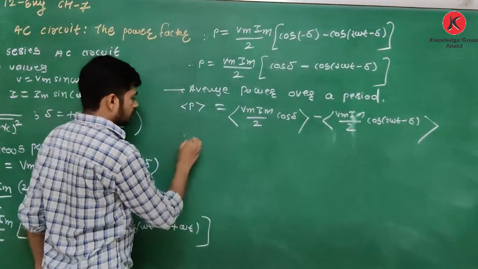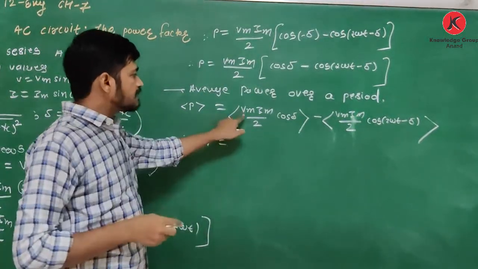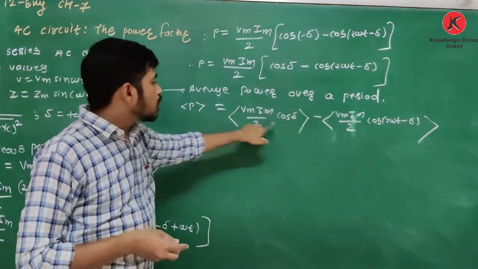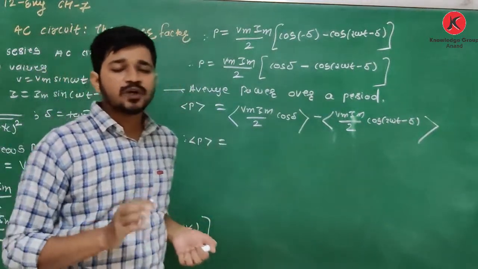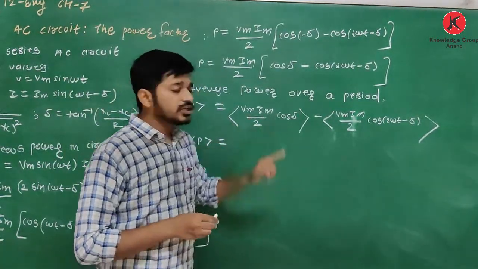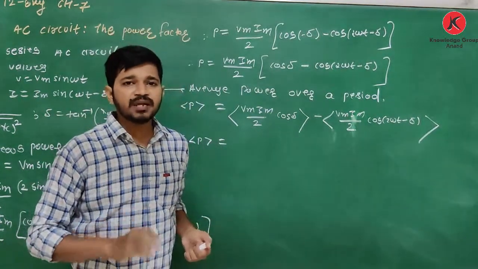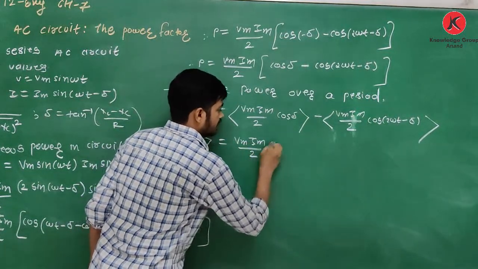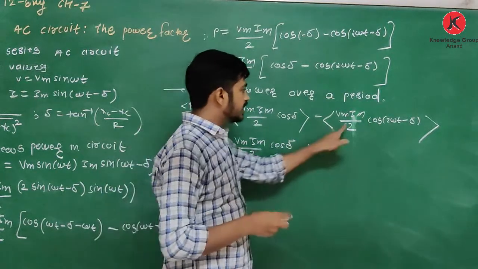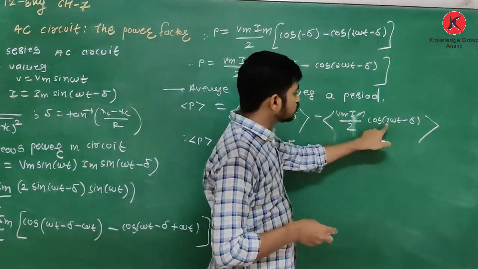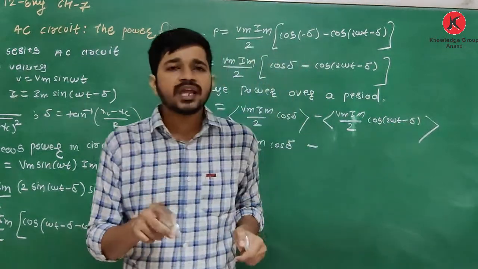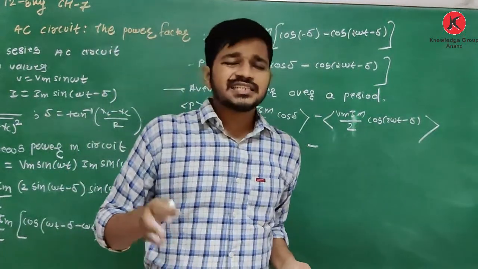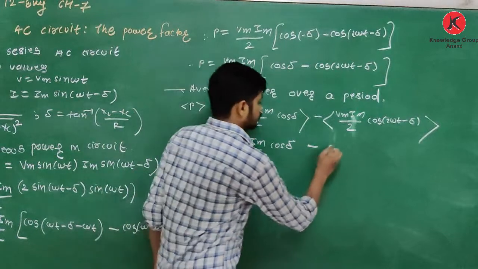So the average power P is equal to Vm, the maximum value of voltage, a constant, Im, the maximum value of current, a constant, 2 a constant, and cos del, the phase difference, does not depend on time. Vm, Im, cos del are constant, so their average is Vm Im divided by 2 cos del. While in the other term Vm Im upon 2 is constant, but cos(2 omega t minus del) depends on time, and we know that whenever cosine or sine depends on time, its average over a period becomes 0.